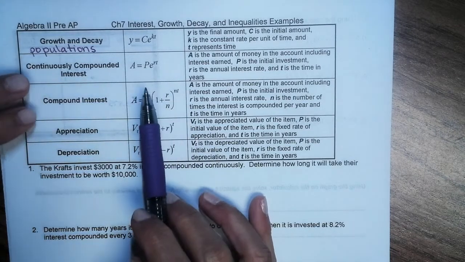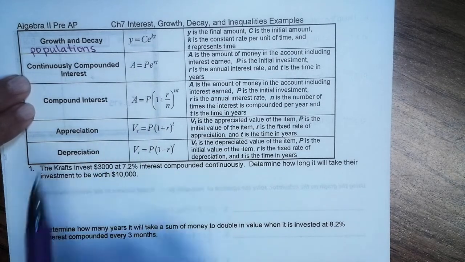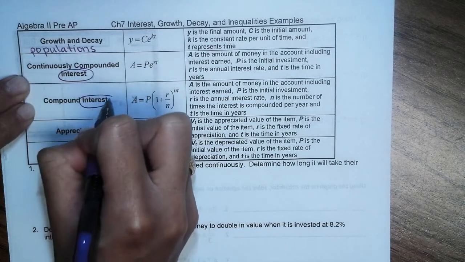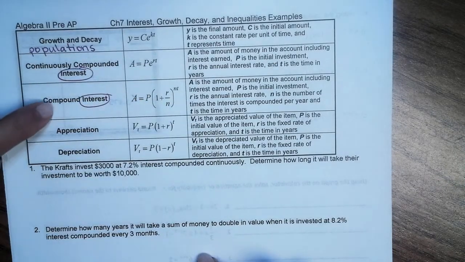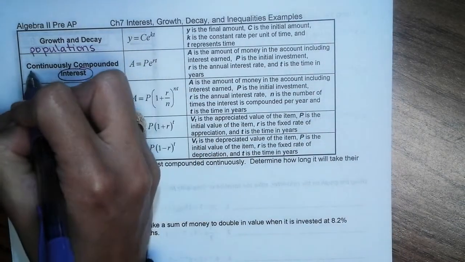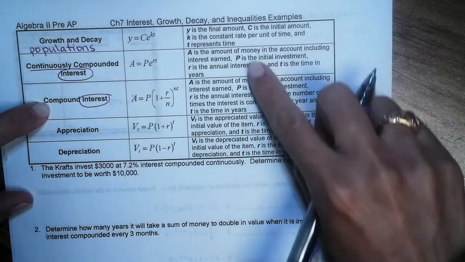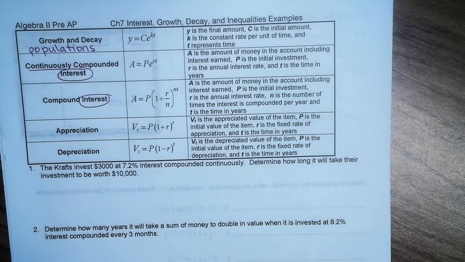The next two formulas here are going to be used when the problem talks about interest rate. So it tells you here, interest. One's called continuous compounding. The other one's called regular compounding. So I'll show you how that works, continuous versus just regular. And this is some information you need to be familiar with.